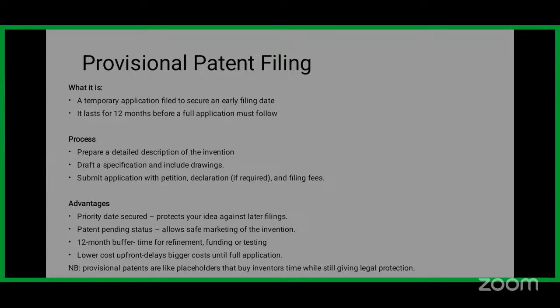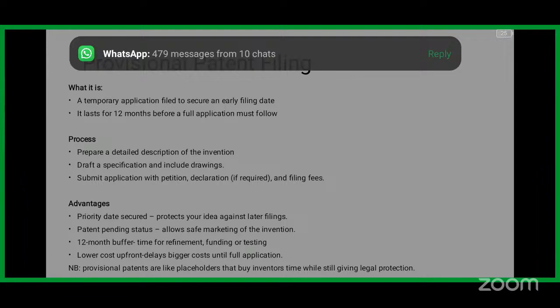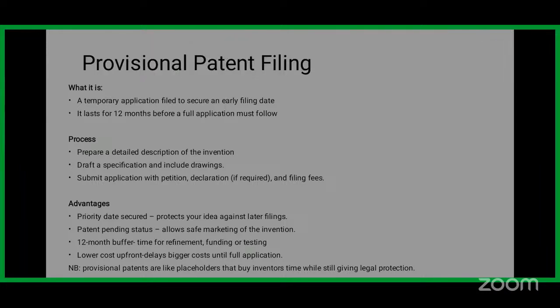It is allowed in some jurisdictions. However, in others, it is not provided for under their laws. For example, I think Nigeria does not allow for provisional patent application. However, I stand to be corrected. From the slide, it says a temporary application filed to secure an early filing date, like I said, and it lasts for 12 months before a full application must follow. Some countries that practice this provisional patent filing include the US, and China also practices this system.